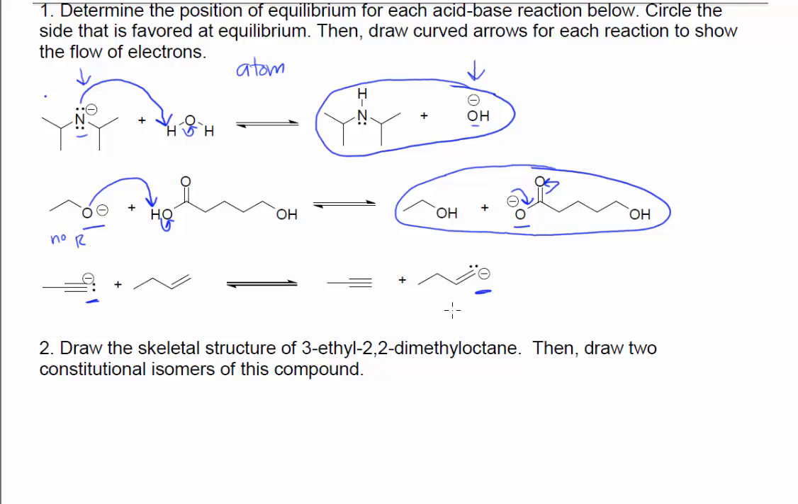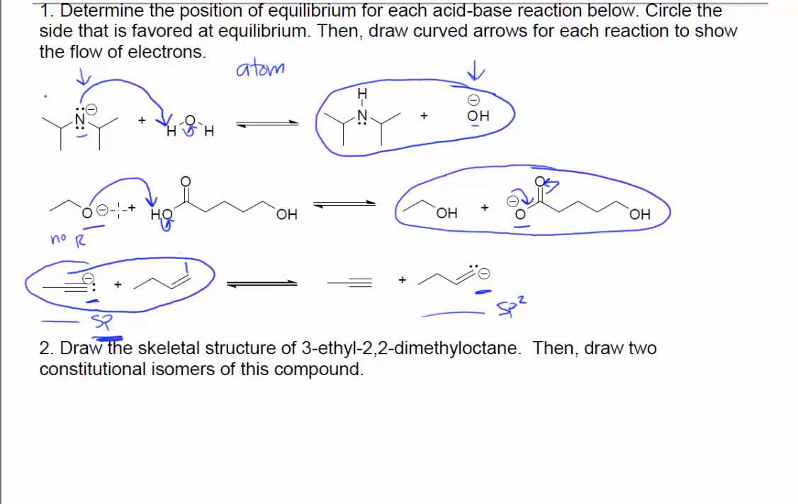The next one is induction. There's no difference in electronegativity in terms of the different groups on these two molecules, so that leaves us with orbital. This is an sp orbital. This is an sp2 orbital, and we know that the negative charge will reside more stably in an sp orbital, and so we circle the left side in this case.